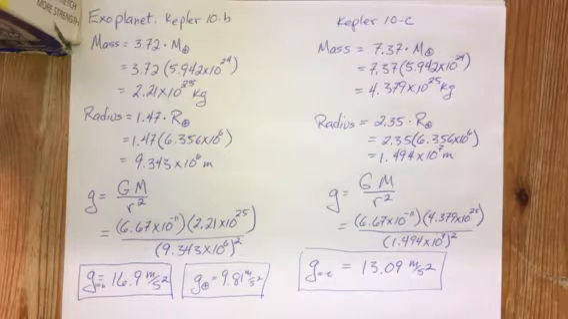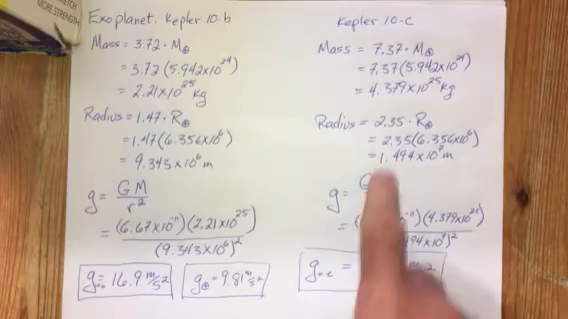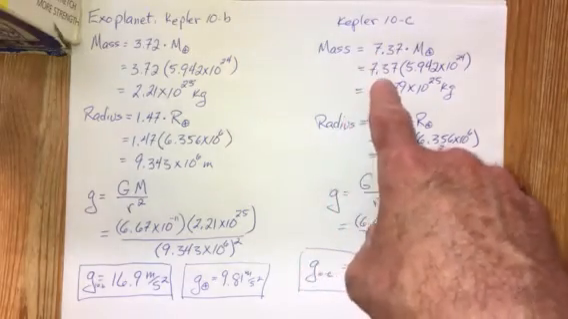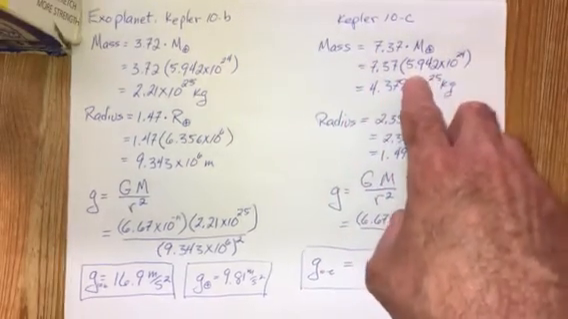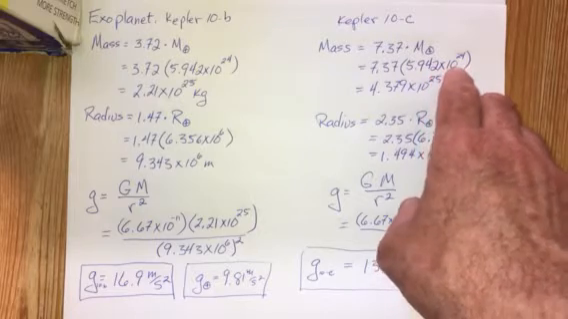And so here we have another example. This time it's for another exoplanet called Kepler 10c, which is the second planet of the Kepler 10 star system. According to the data that's published online, this planet has a mass that is 7.37 times the mass of the Earth. And so we did 7.37 multiplied by 5.942 times 10 to the 24th.